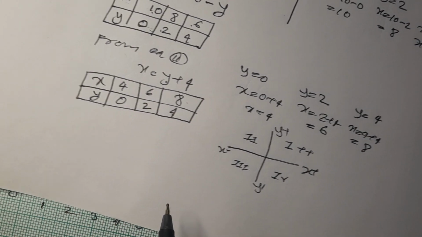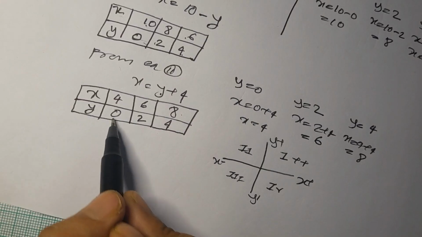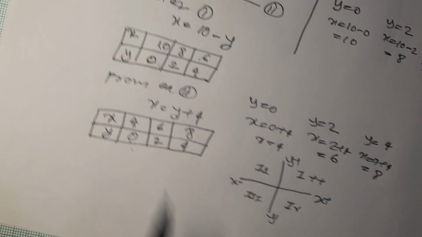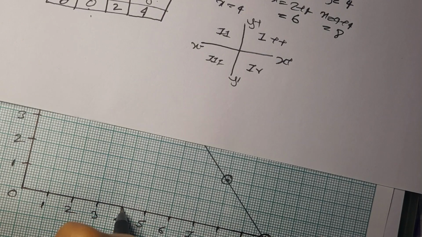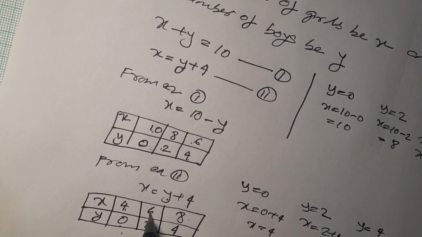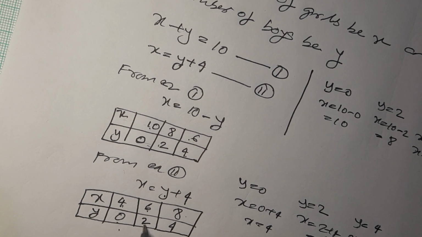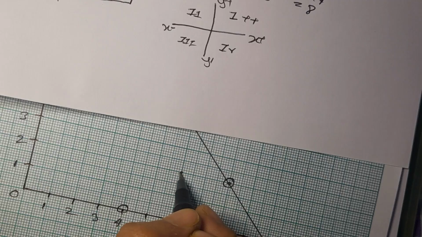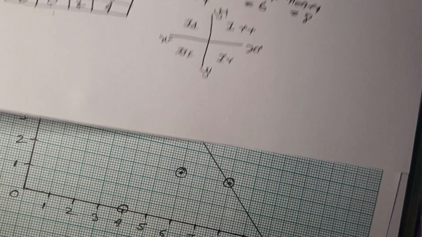So now come to the second. We have x is 0, y is 4. So x is 4, y is 0. This is the x-axis, x is 4, y is 0, here is the 0. So it will be here. Another, x is 6, y is 2. Where is 2? Here is the 2. Done.